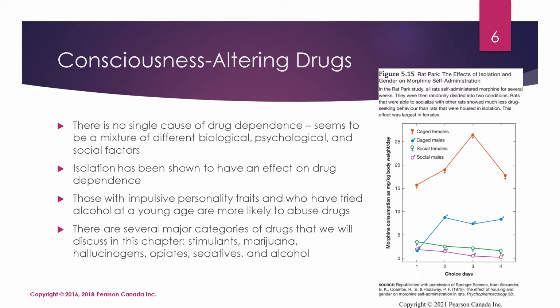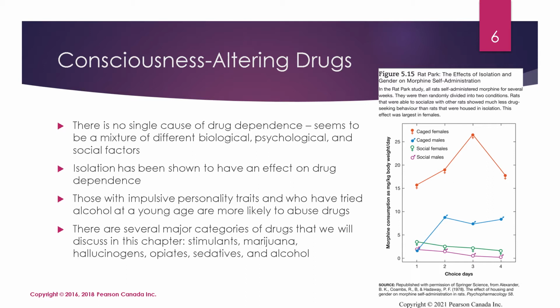And what you see is that the ones who were allowed to socialize with other rats tended to rely far less on morphine consumption, even after that initial period of being allowed to self-administer morphine. Whereas the ones who were isolated and didn't have the distraction of other rats to socialize with used significantly more morphine during that period, especially the caged females. The caged females were very much more likely to be increasing their morphine consumption once they were isolated. And we also see that those with impulsive personality traits and those who have tried alcohol at a young age are more likely to abuse drugs.